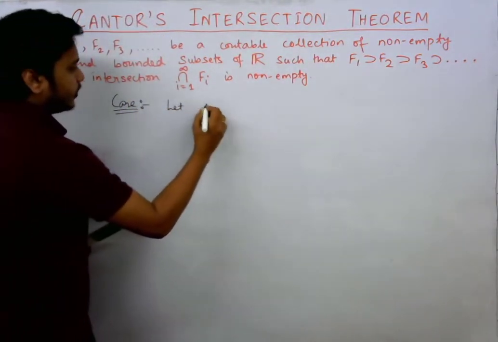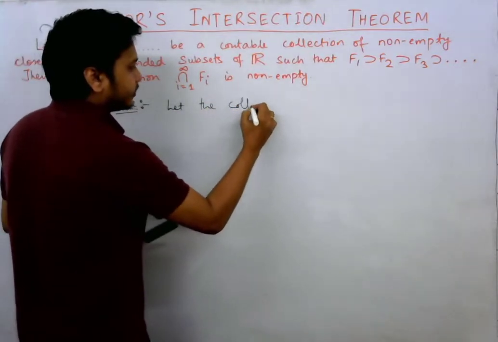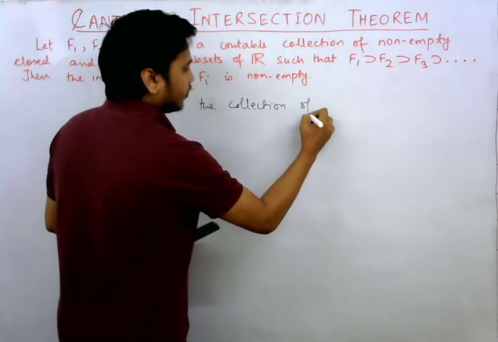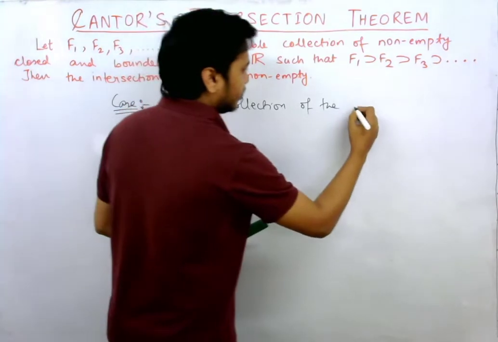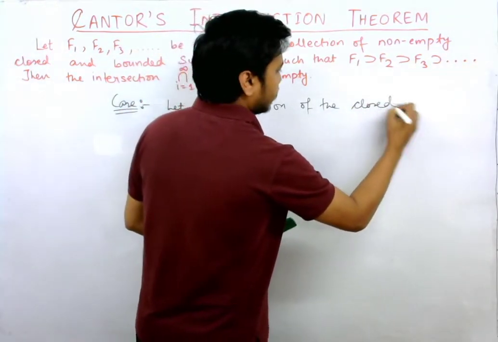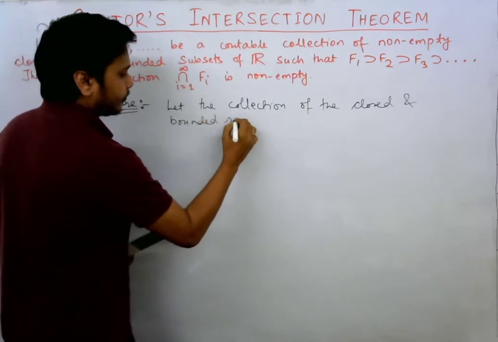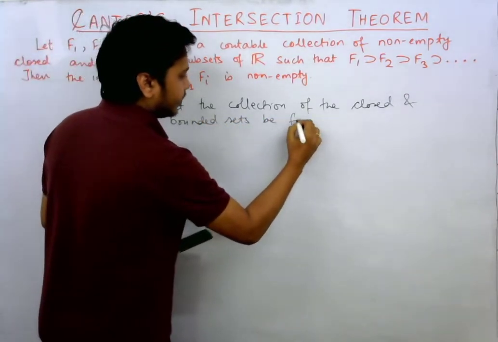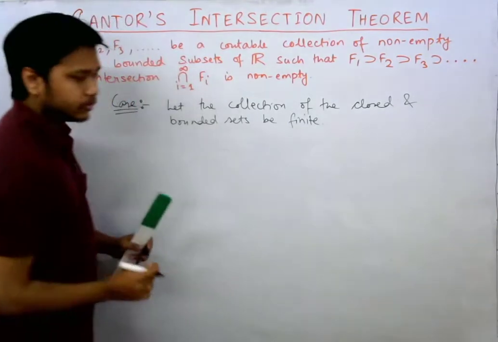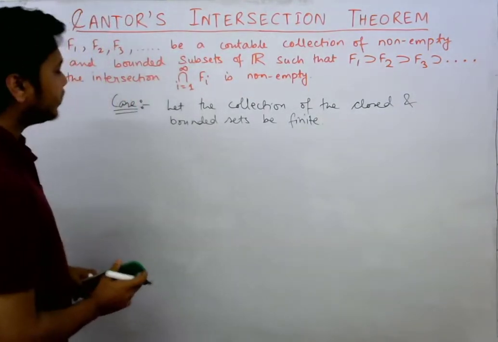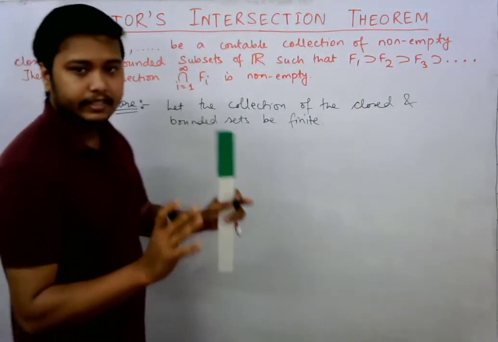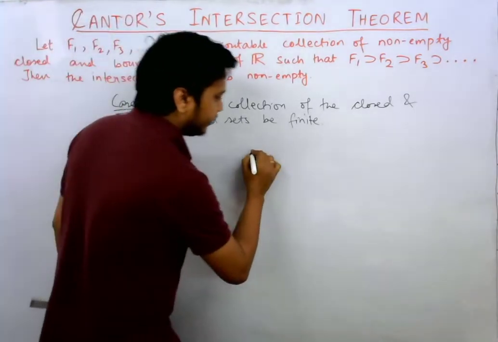let the collection of the closed and bounded sets be finite. Okay, so this is the first case that we are assuming. So if it is finite, let's take a look diagrammatically at what it is saying.